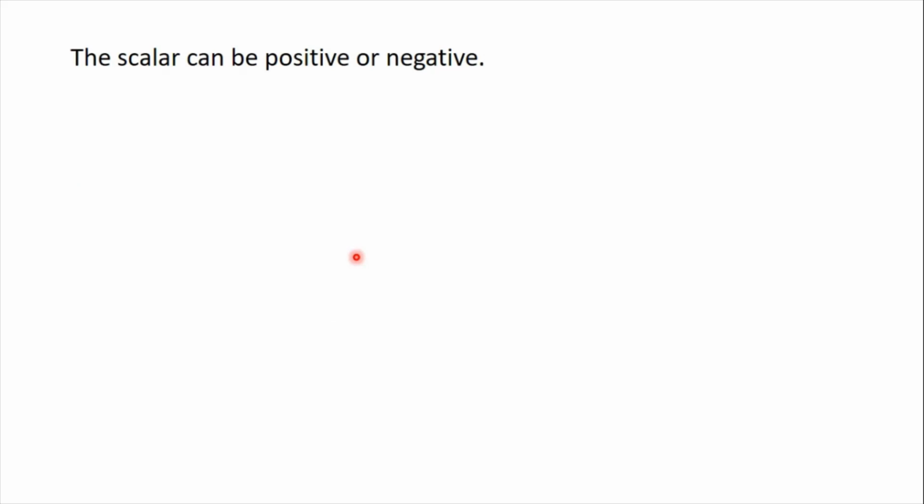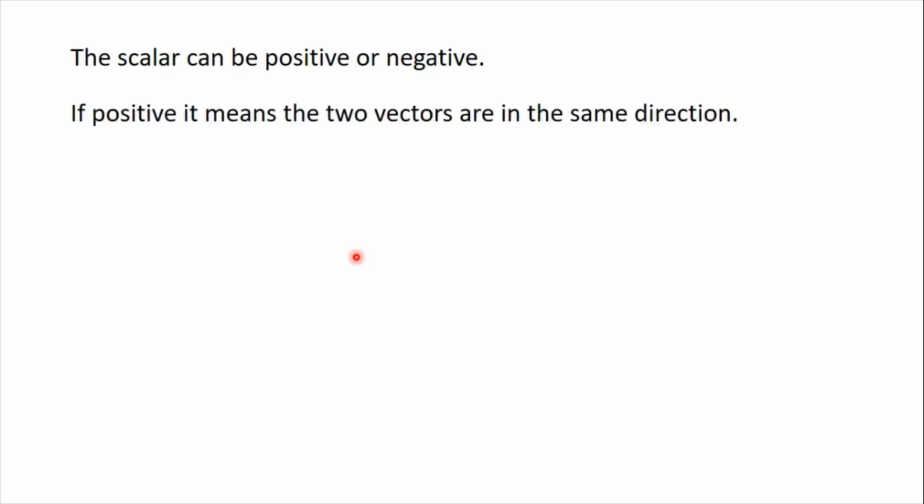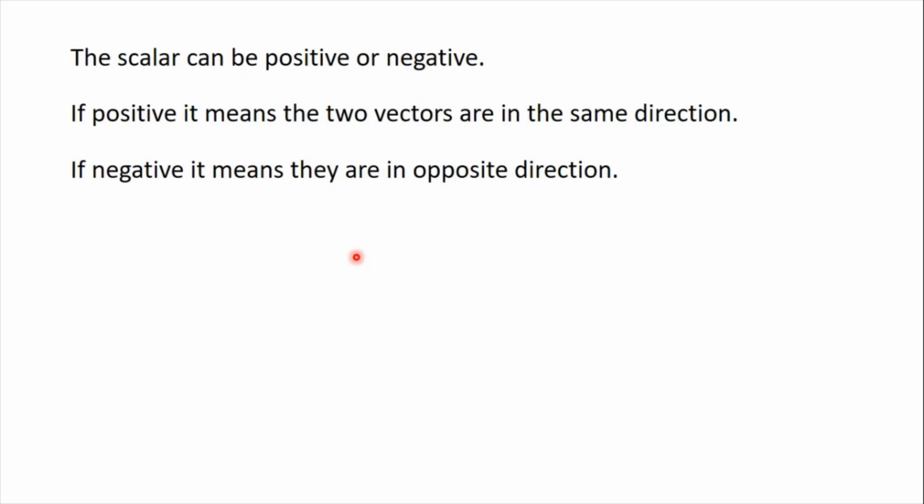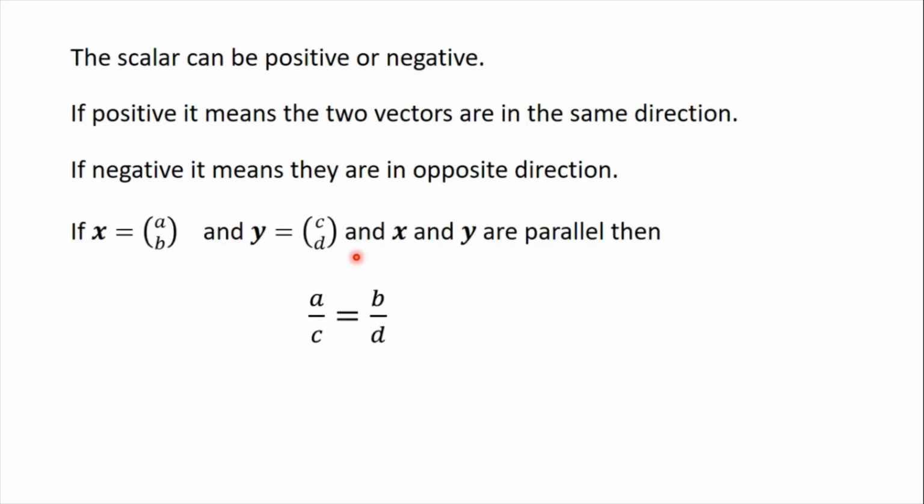Remember that, as we said under multiplication of vectors by scalars, the scalar can be positive or negative. If the scalar is positive, it means that the two vectors will move in the same direction. If the scalar is negative, it means that the two vectors will move in opposite directions. But how do we find parallel vectors? How do we know that two vectors are parallel when they are given to us?